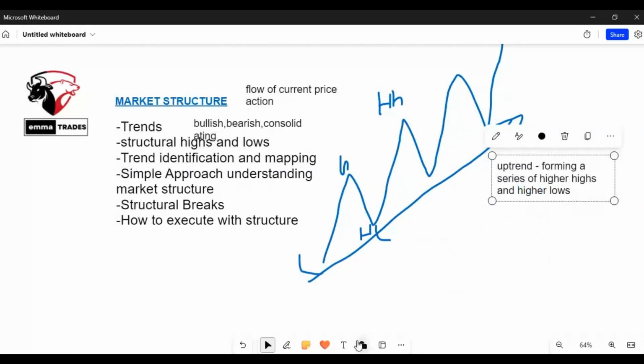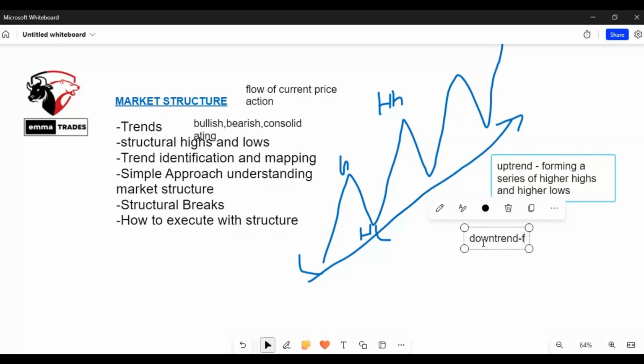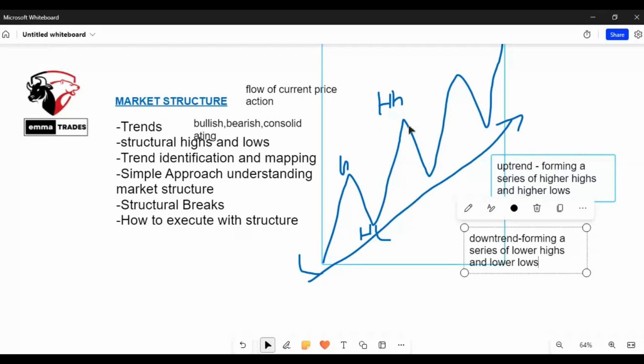Then for a downtrend, you can say that price is forming a series of lower highs and lower lows. So if this is a representation of an uptrend, we have a low, we have a high, we have another low formed where the V is that's higher than the previous low, so that's a higher low. Then we have another high that's higher than the previous high, which is a higher high. Then the series continues.